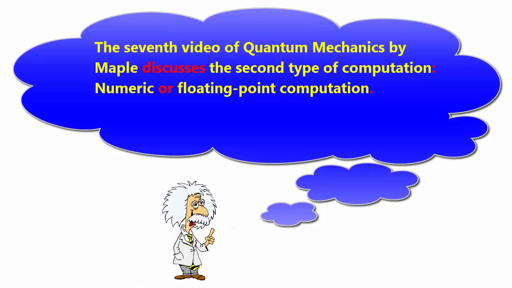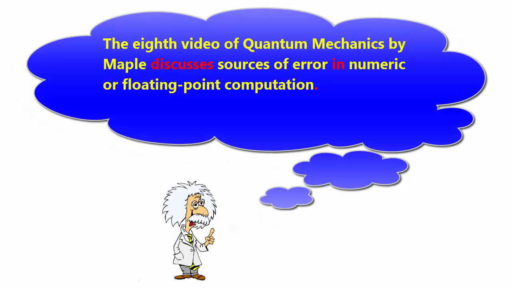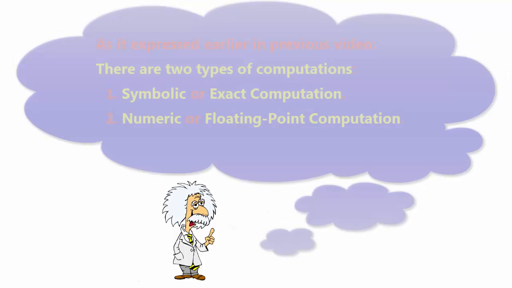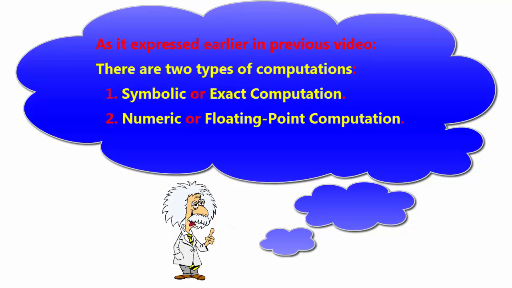The seventh video of this series discusses the second type of computation, numeric, or floating point computation. The eighth video discusses sources of error in numeric or floating point computation. This video is the ninth video of this series and discusses how to reduce the errors by increasing the number of digits in Maple. As expressed earlier in previous videos, there are two types of computations.